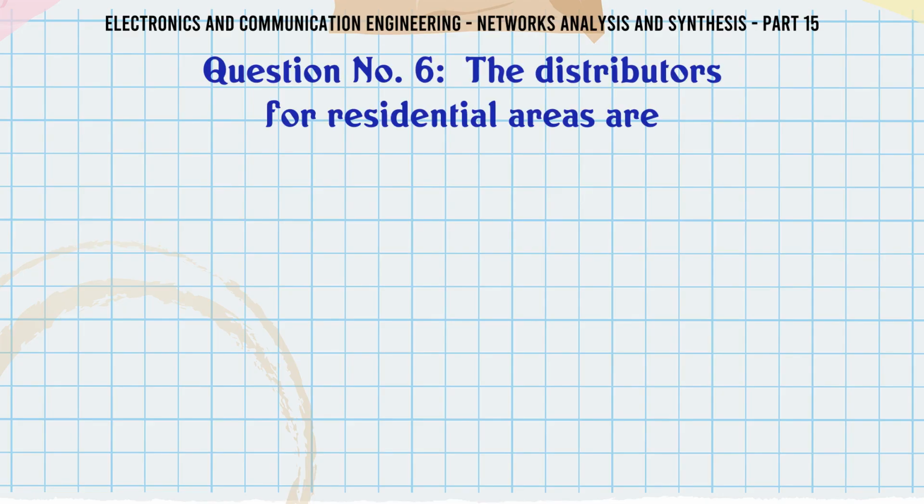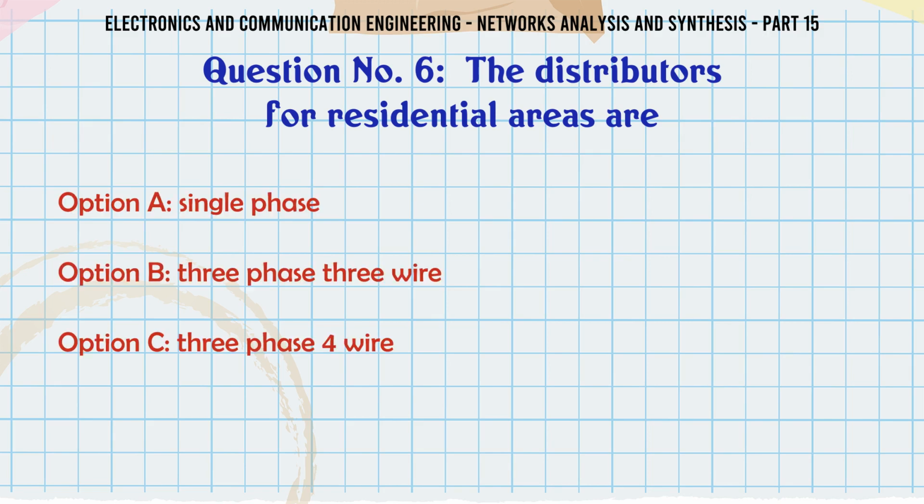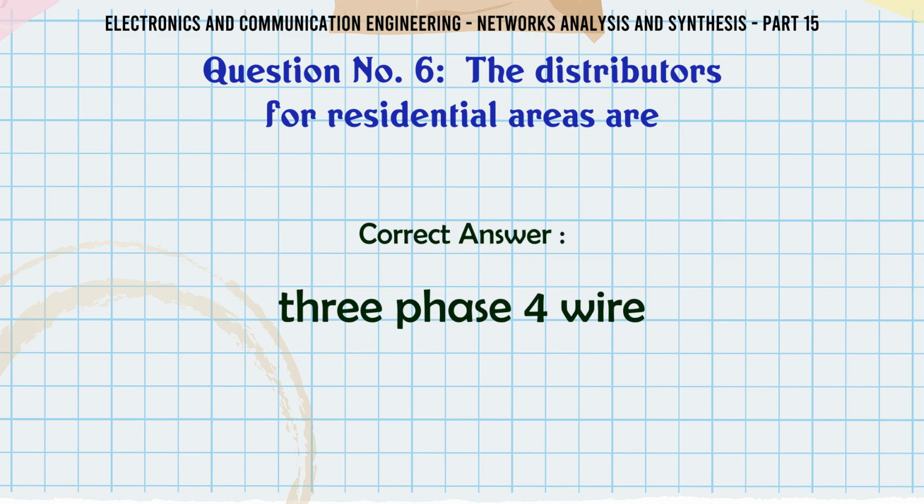The distributors for residential areas are: A: single phase, B: 3 phase 3 wire, C: 3 phase 4 wire, D: A or B. The correct answer is 3 phase 4 wire.